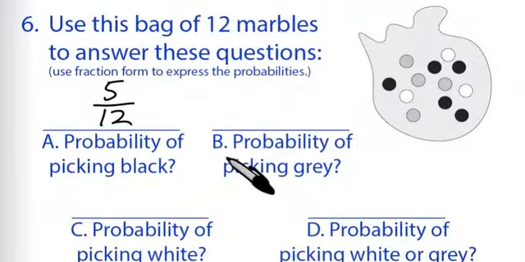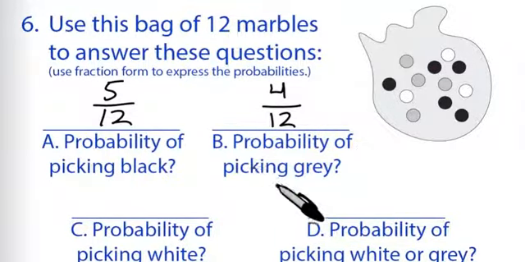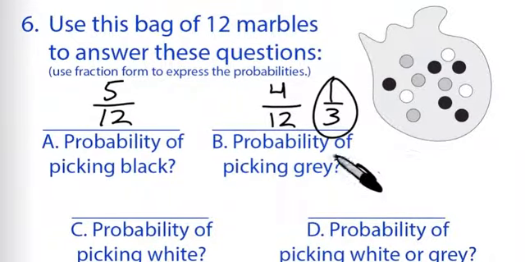And for 6b, we have, what's the probability of picking gray? Now remember, we have 1, 2, 3, 4 gray marbles. So 4 is going to be the top number. And then we have 12 total marbles, so 12 is going to be the bottom number. And you might notice that 4 over 12 can be simplified pretty easily. It simplifies to 1 over 3, 1/3.